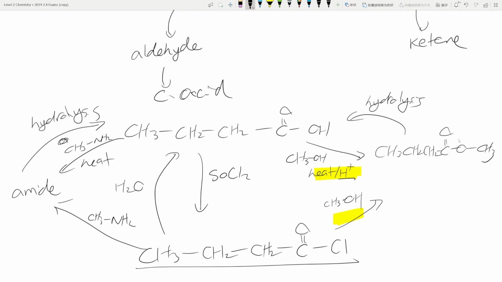Okay. You will never make the acid chloride from hydrolysis because you're adding water into it. So you're adding the OH back into the carbonyl group, so it's always a carboxylic acid.